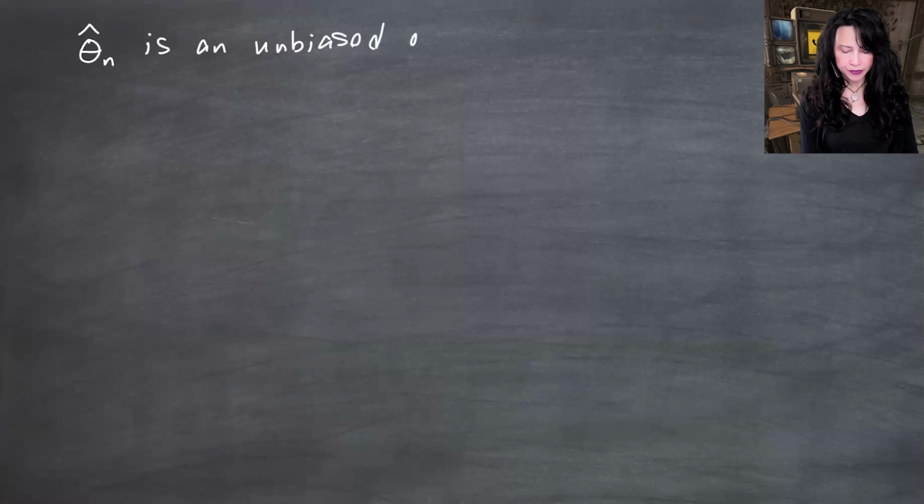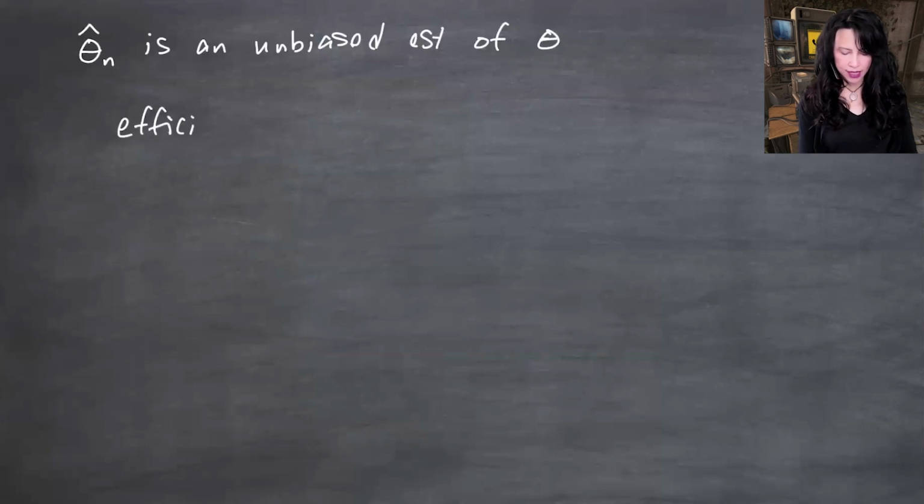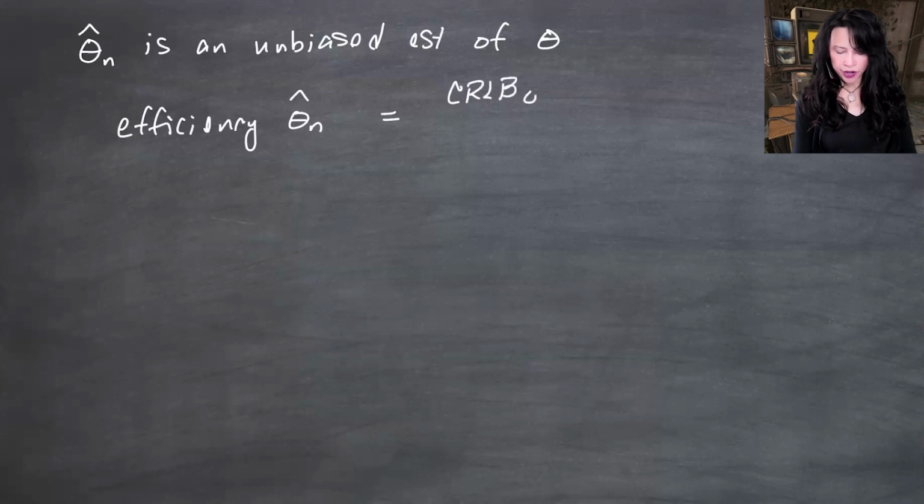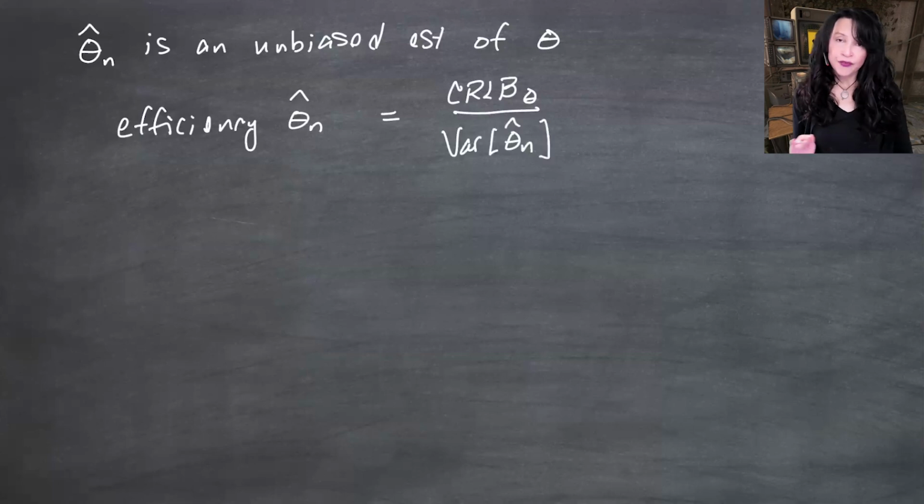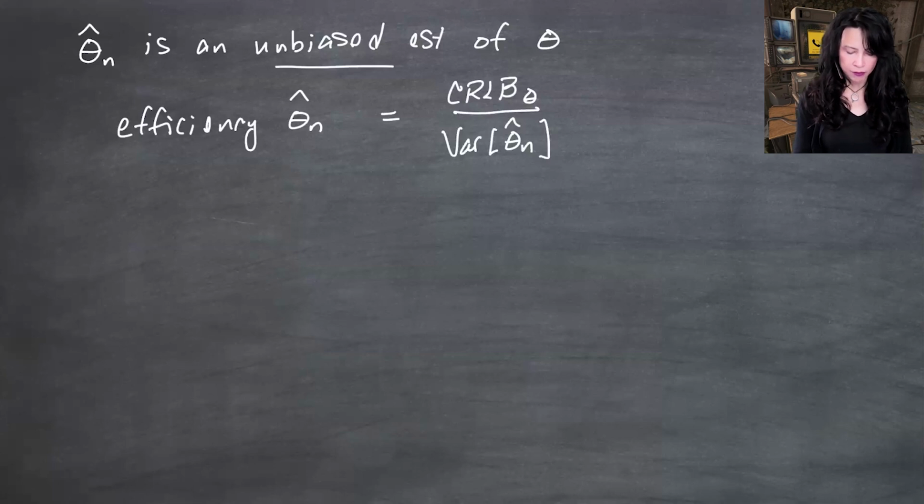If we have an estimator, be it an MLE or not, that is an unbiased estimator of some parameter theta, we define the efficiency of this estimator to be the Cramér-Rao lower bound for the variance of all unbiased estimators of theta over the actual variance of this estimator. So efficiency is usually defined for unbiased estimators. I'll come back and say something about that in a moment.